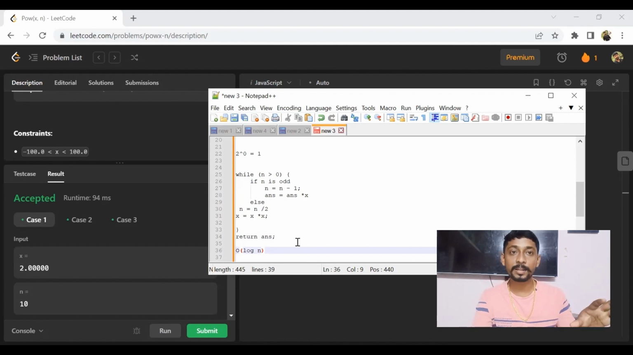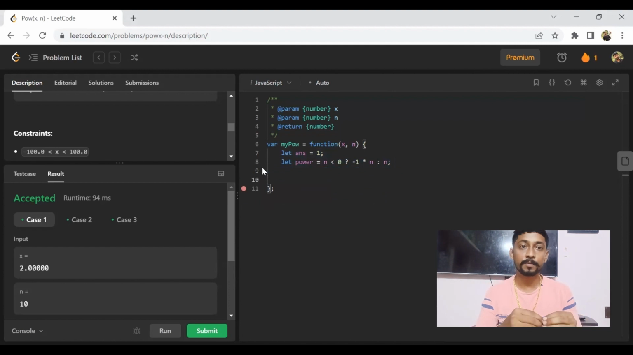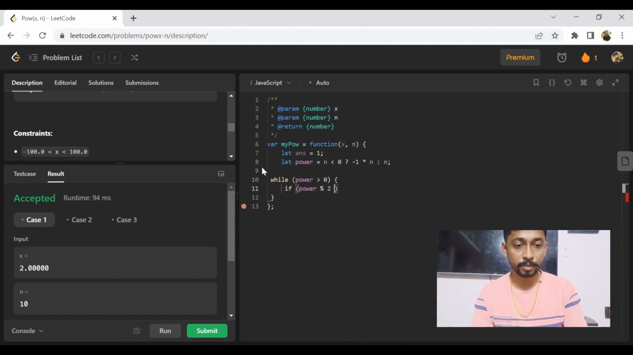Okay, so now you understand the problem statement as well as the test case, both brute force and optimized approach. Let's write the code for the optimized approach. I will comment this one out, but definitely I will need power because I have to handle both positive and negative integer cases. So while power is greater than 0, please check if power mod 2 equals 0.